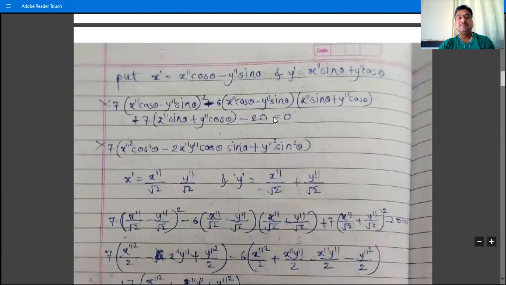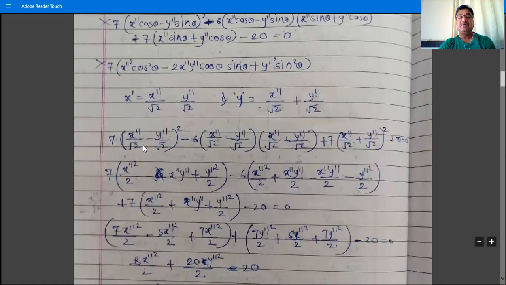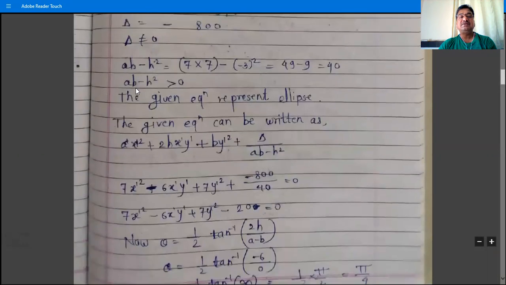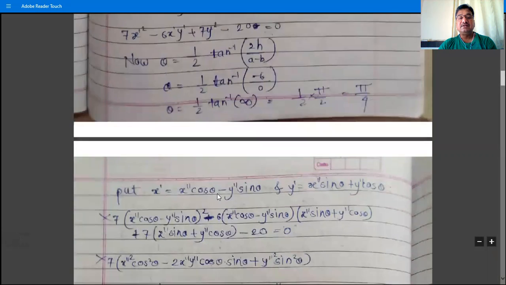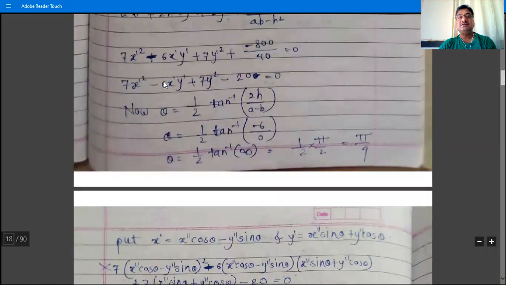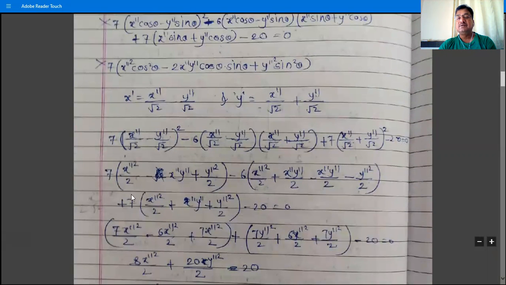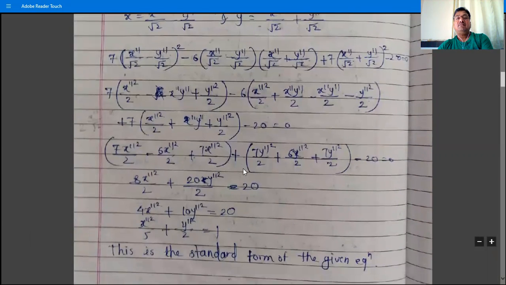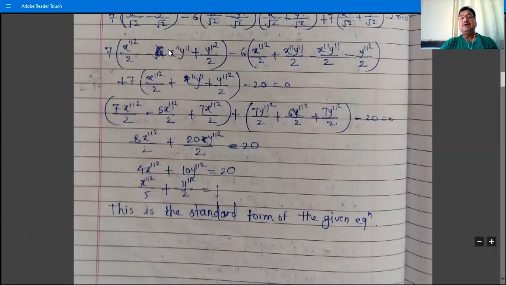This equation becomes, substituting x dash and y dash with these values: 7 times the bracket x double dash by root 2 minus y double dash by root 2, squared, minus 6 times x dash into y dash, substituting the values, plus 7 y dash square minus 20 is equal to 0. After squaring this bracket, we have these terms, and after multiplication of these two brackets, we have these 4 terms. If you observe, the x double dash y double dash product terms all get cancelled.